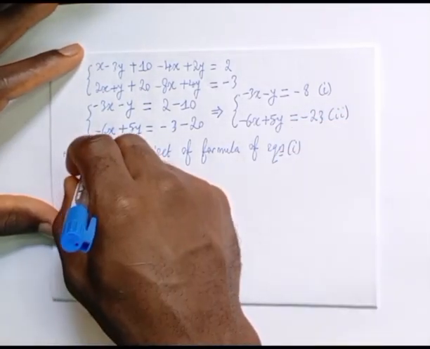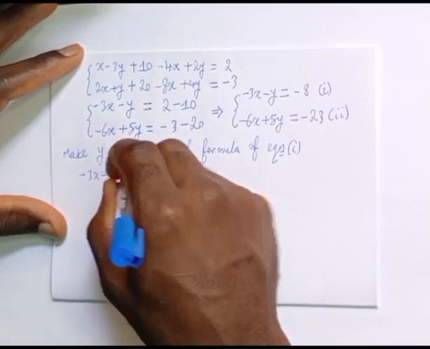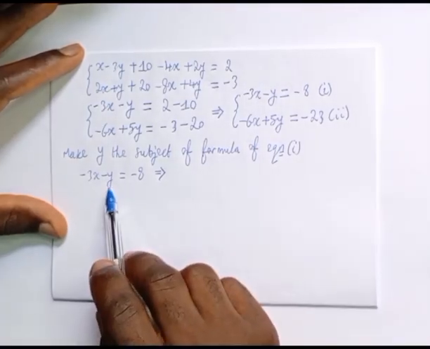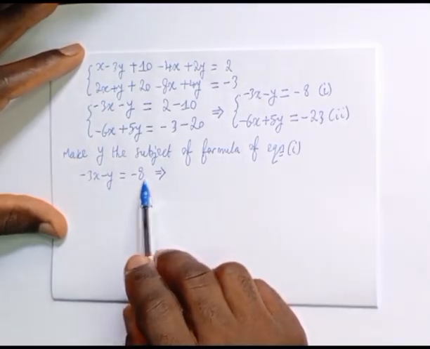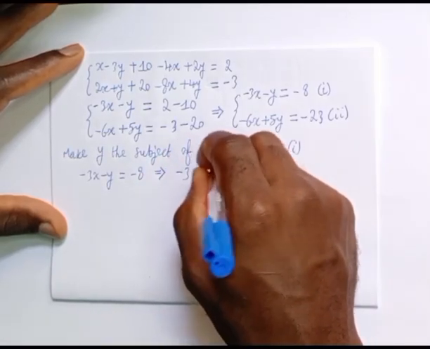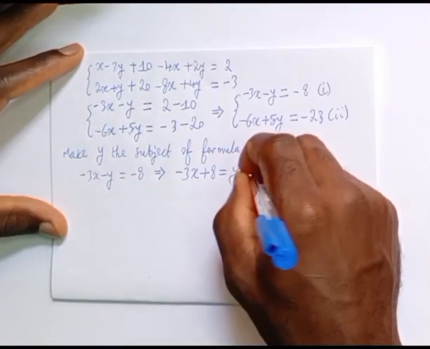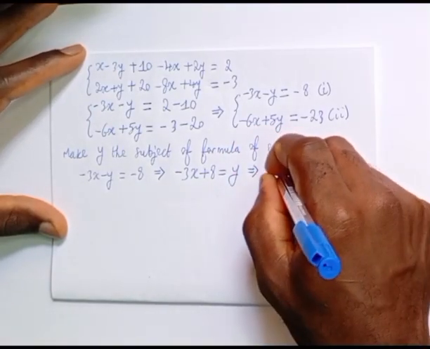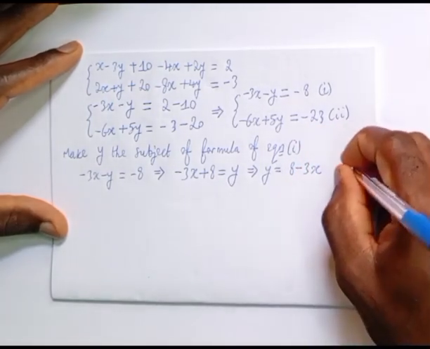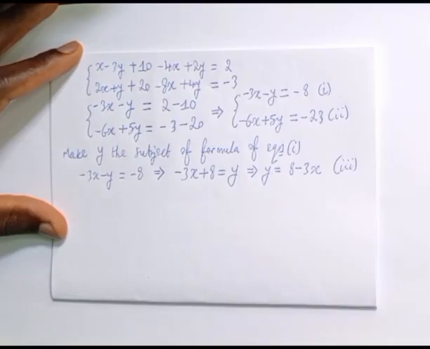Equation I, we have negative 3x minus y is equal to negative 8. Then we have to make y the subject of formula. That means we want y to be either at the left hand side or at the right hand side alone. We are going to transfer negative y to the right so that it becomes positive. Then we transfer negative 8 to the left. This will give us negative 3x plus 8 is equal to y, which is the same as saying y is equal to 8 minus 3x. We call this one equation 3I.